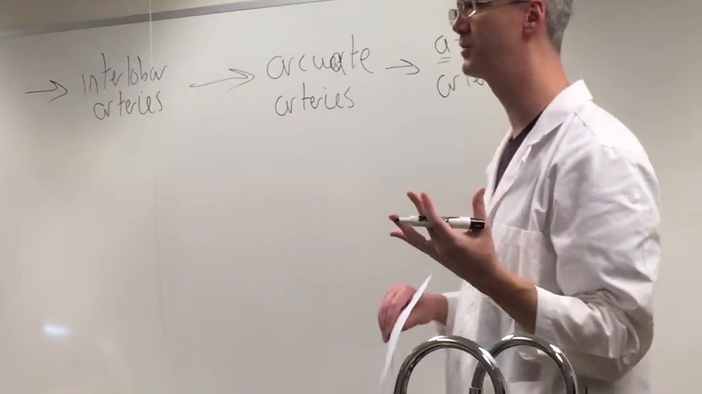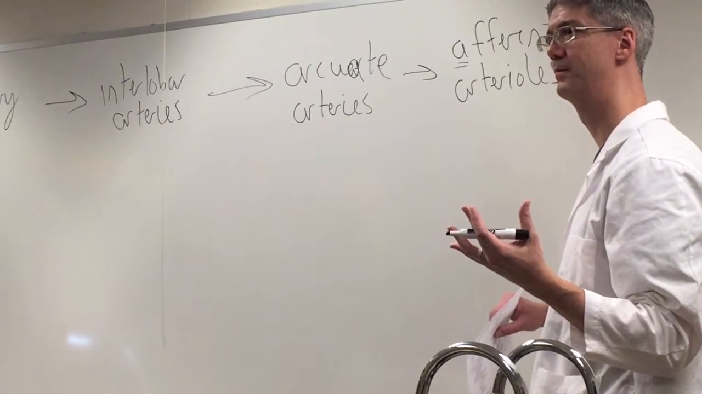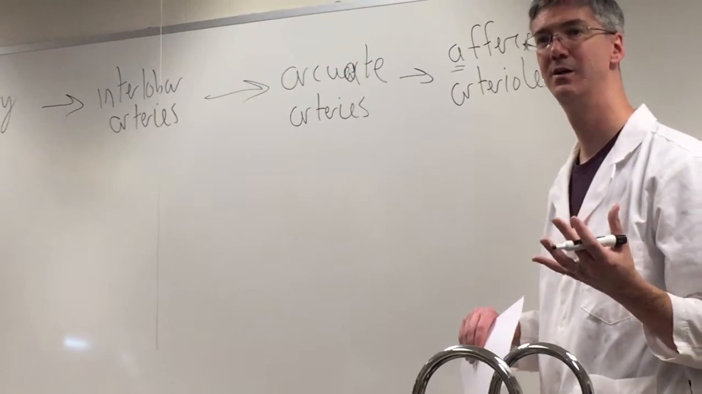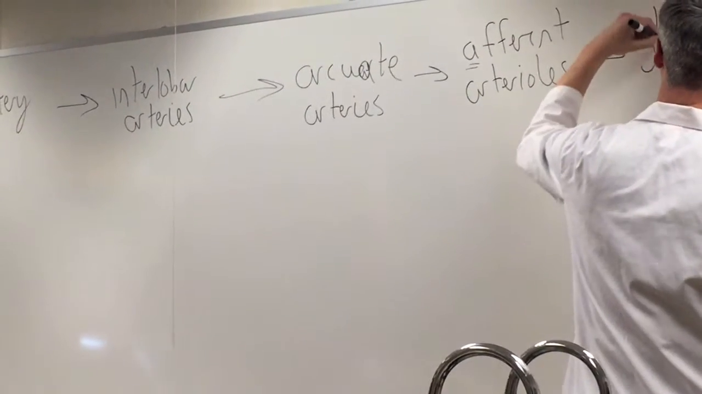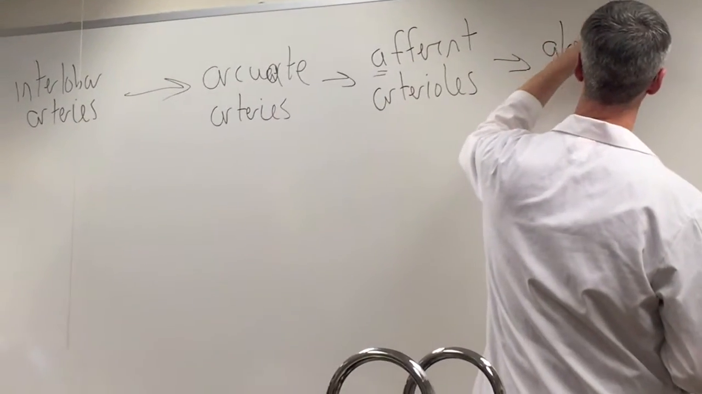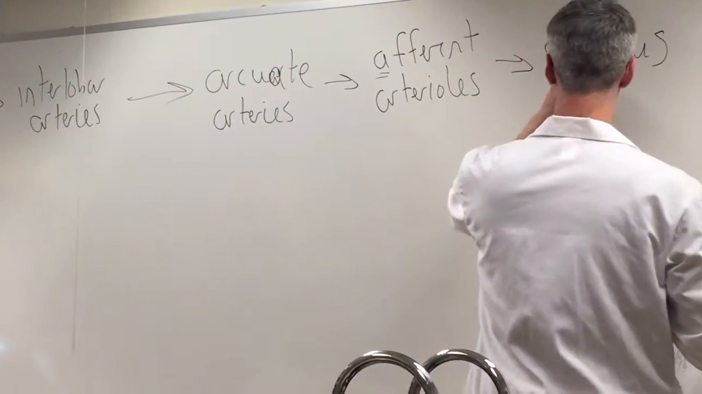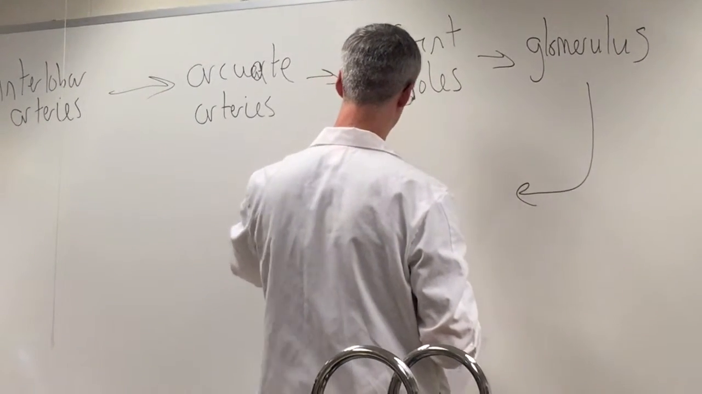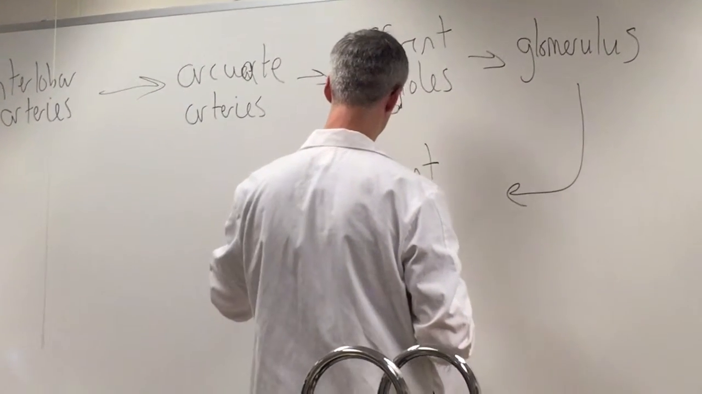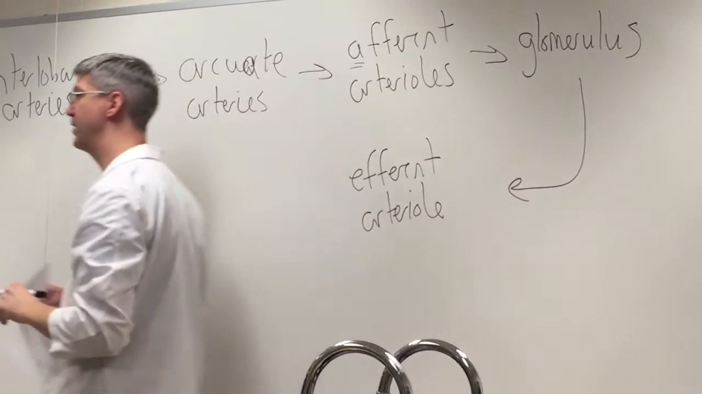What's the network of capillaries called? The glomerulus? I heard somebody say. The glomerulus. Yeah. So the afferent arterioles go into the glomerulus. Blood gets filtered out here. Blood from the glomerulus leaves to the efferent arteriole.